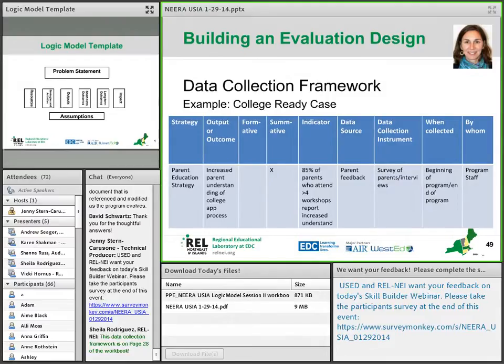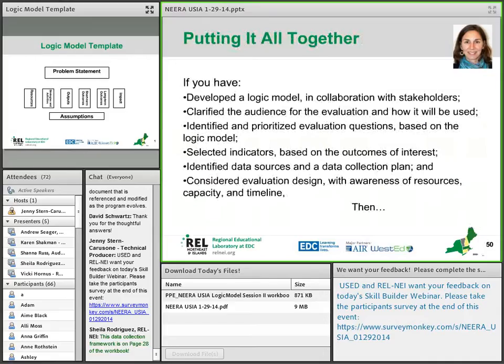Those examples are just to illustrate how you walk through this process of articulating your data sources as they relate to your strategies and outcomes of interest. We hope that you will refer to the workbook and think about building this type of data collection framework for yourself in your own program or policy. We are now at the stage where we talk about where you are and where you are going from here.